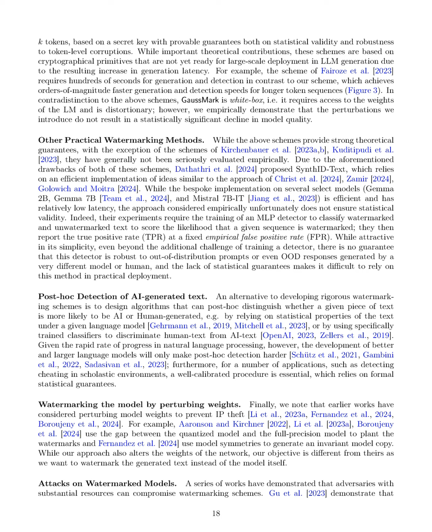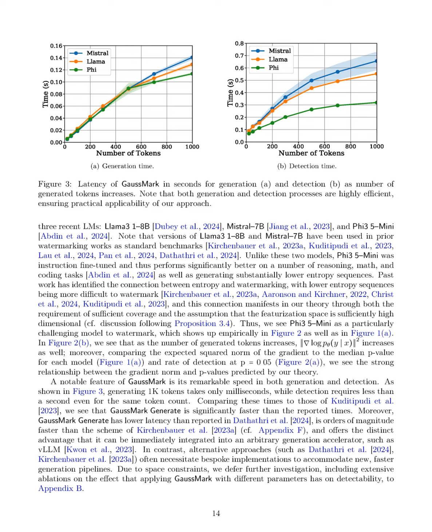Additionally, the method requires white box access to model weights for detection, which is a stronger access model than many other approaches that only modify the sampling process. Lastly, 2 typically requires more tokens to reliably detect a watermark than some alternatives, although its detection speed compensates for this drawback.